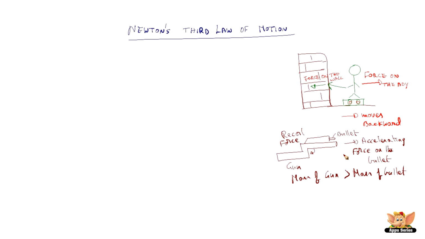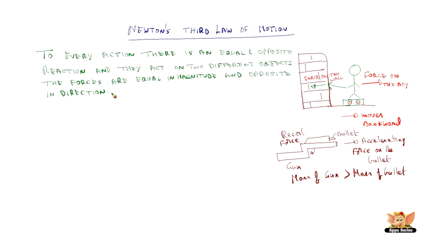So from all these examples, we understand that when one object exerts a force on another object, the second object instantaneously exerts a force back on the first object. That means there is a mutual force exerted on each other. So this is what Newton studied and came out with a law in which he says, to every action there is an equal and opposite reaction, and they act on two different objects. And we have seen everywhere they are in pairs. The forces are equal in magnitude but opposite in direction.